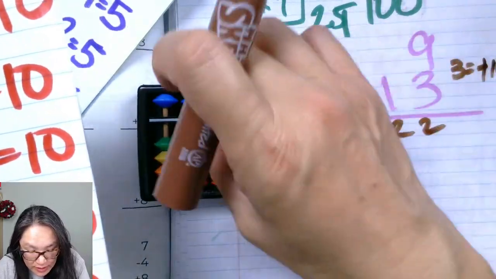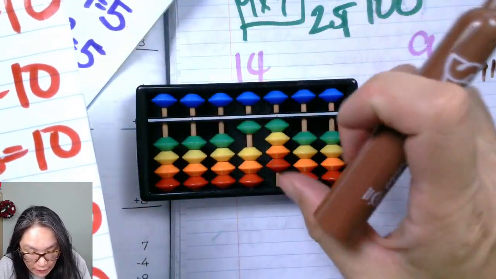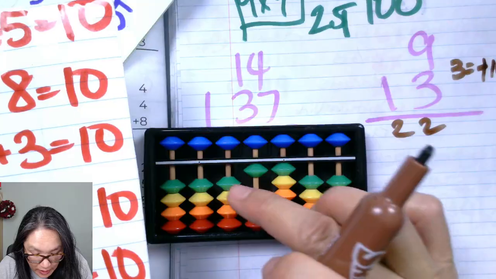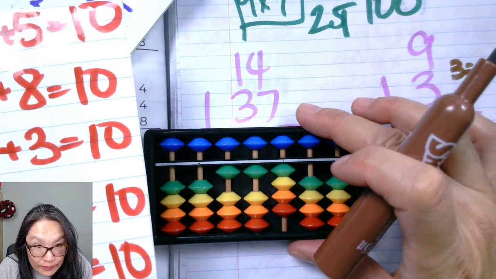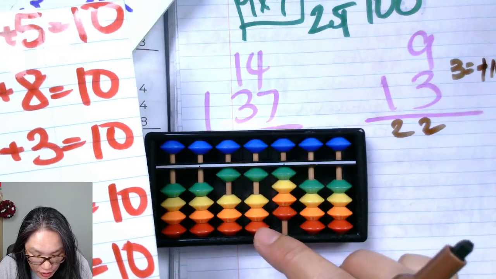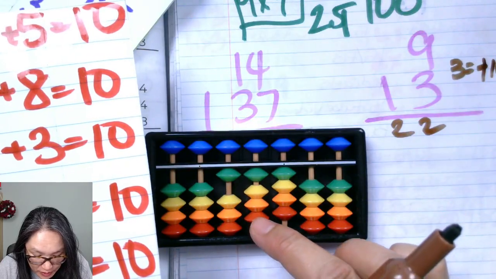The next one is 14. So I have 14, I have 1, I have 4. And then what am I going to do? I'm going to do the next one. I'm going to do 1, right? We're adding. I'm going to add 3. Do I have enough to add 3? Yes, I do. Bob the Builder, thank you so much.